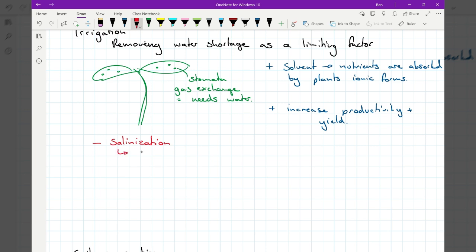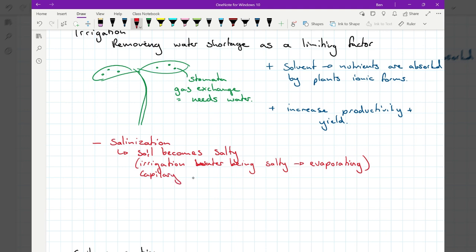And this is where the soil becomes salty, either by the water being used for irrigation being salty and evaporating, or by it drawing up salt by capillary action, basically. Which is quite a big issue in desert areas. So that's quite bad because it then reduces our soil fertility because it's outside the zone of tolerance.